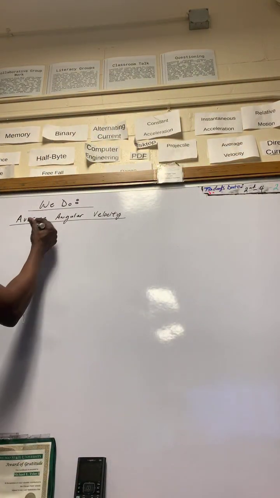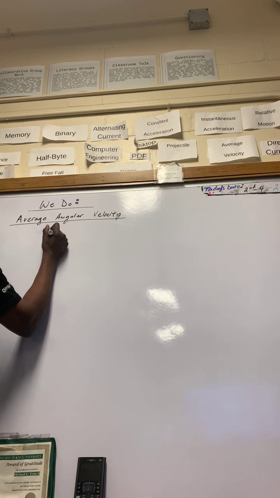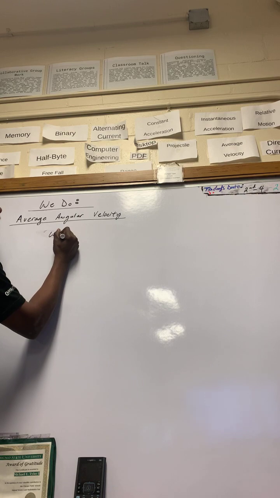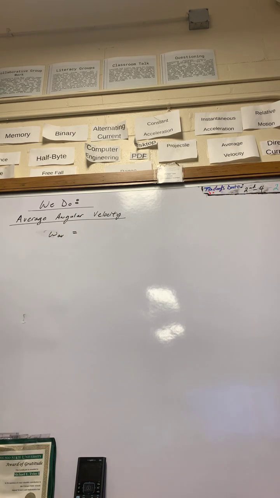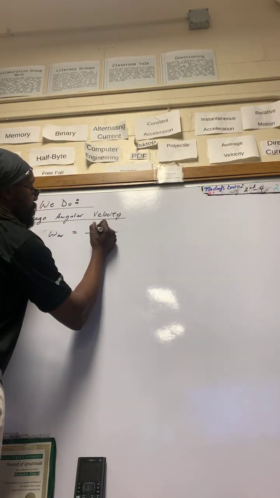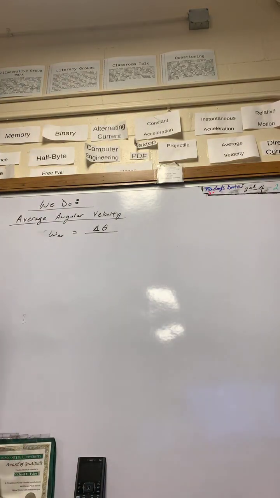Its definition as an equation is omega. That's not W, ladies and gentlemen. It's the Greek letter known as omega. So omega subscript AV is equivalent to delta theta divided by delta t.